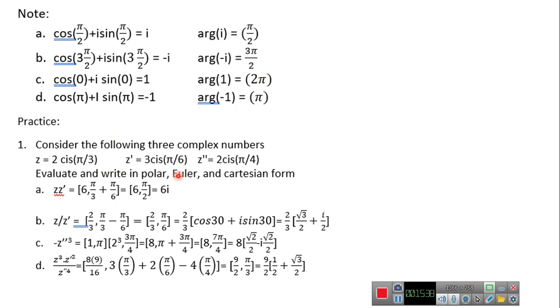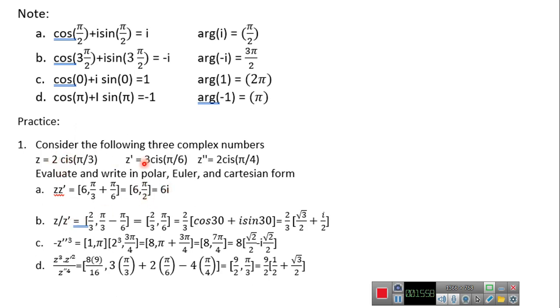The argument of i is pi over 2. If you have minus i, it is a 3 pi over 2 argument. If you have 1, it is 2 pi or 0. If you have minus 1, the argument is pi. Consider the following 3 complex numbers. Evaluate and write in polar form and Cartesian form.